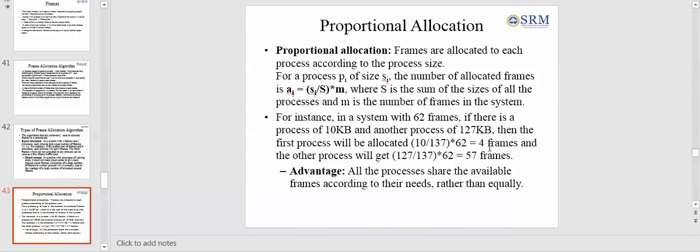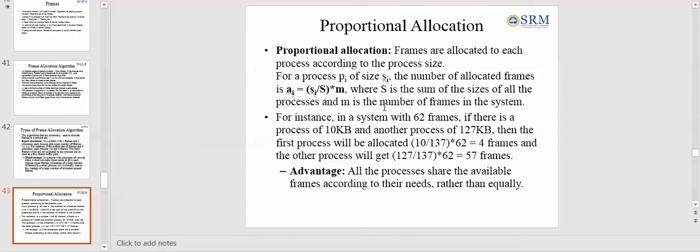frames. So the process with size 10 gets a proportional value, it is getting 4 frames, whereas the process with 127 KB proportionately is getting 57 frames. So this is what proportional allocation is. Based on the process size, you proportionately allocate the system frames to the process.